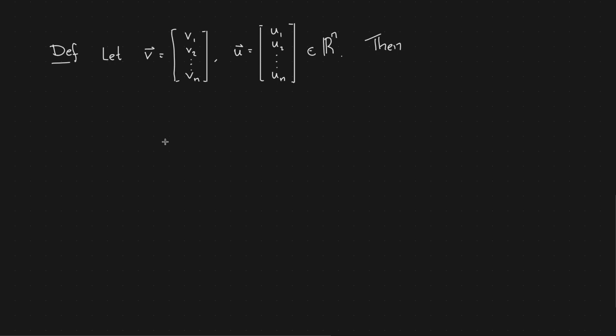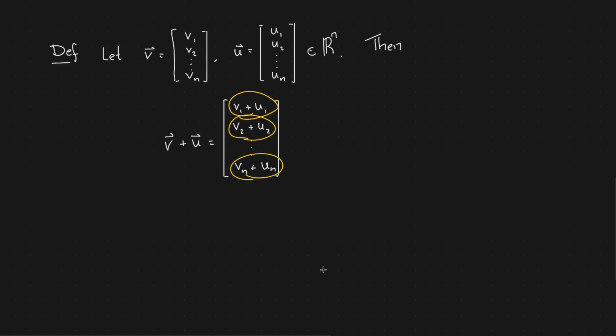Then we define v plus u. To compute this, we just add the corresponding components. So the first component of v gets added to the first component of vector u. The second component of vector v gets added to the second component of vector u, and so on. Okay? So actually doing vector addition, again, very easy. You're just doing normal addition. You're just doing it several times, right? However many components you have of the vector, that's how many times you need to do the addition.